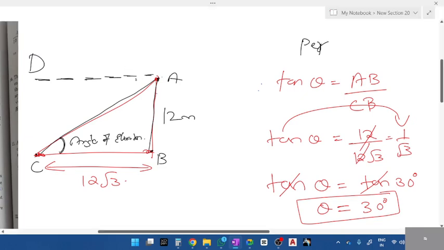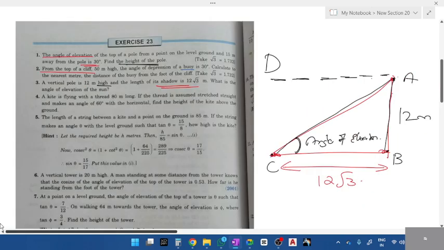Remember, we don't find angle of depression, students. Angle of depression is equal to angle of elevation. We always go with angle of elevation. That is angle C. That is fixed. Three questions, how many questions have we done? Three. Try the fourth one for homework.